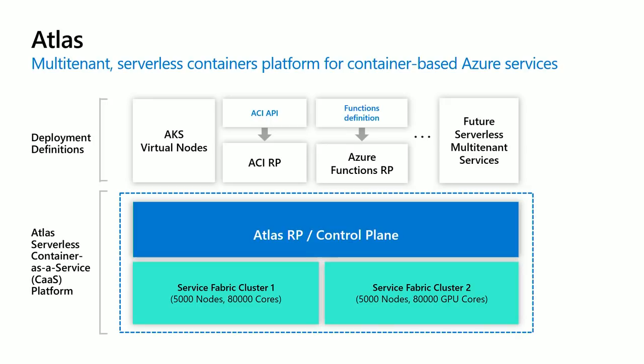Also, virtual kubelet is moving on top of it. Virtual nodes for Azure Kubernetes Service moving on top of it. And same thing with Azure Container Instances. In fact, Atlas is agnostic to what API surface you use to launch the containers onto it. So you bring your own model, that model calls into Atlas to deploy those containers with the requirements it's got, and Atlas takes care of the rest.